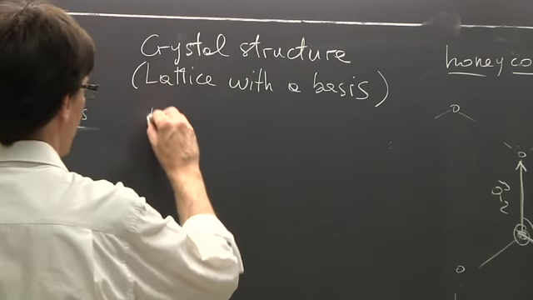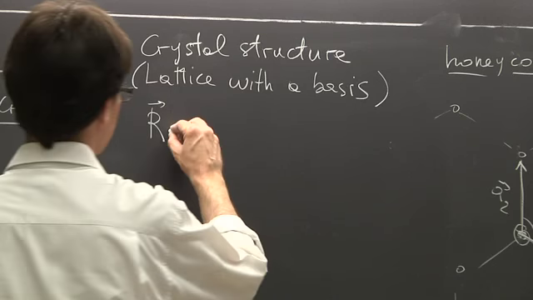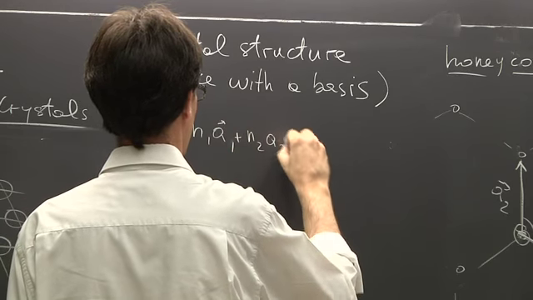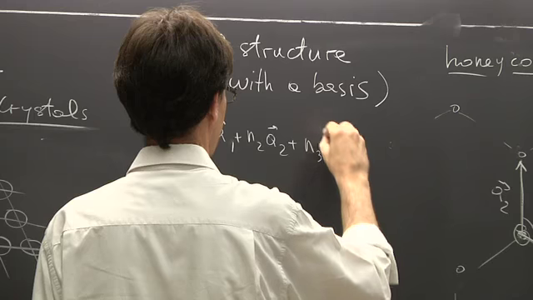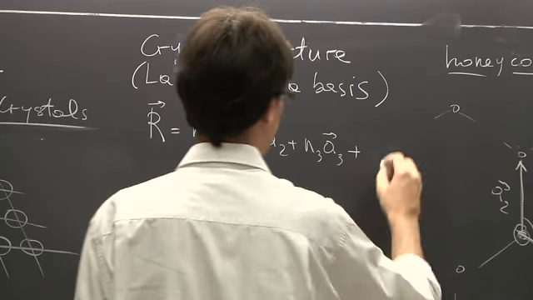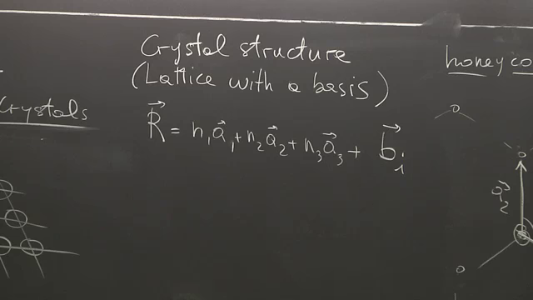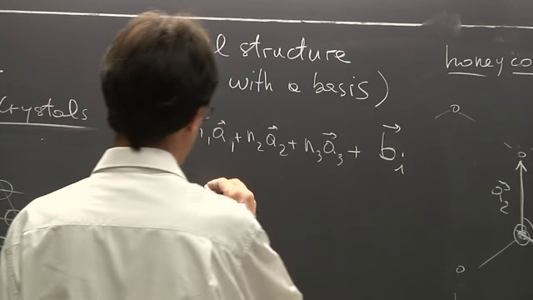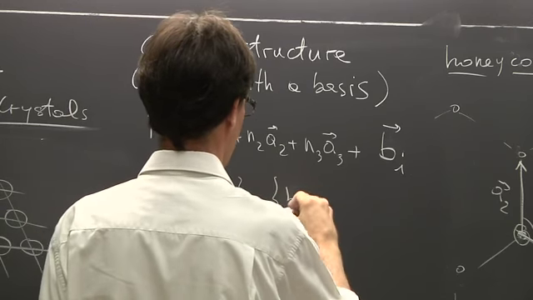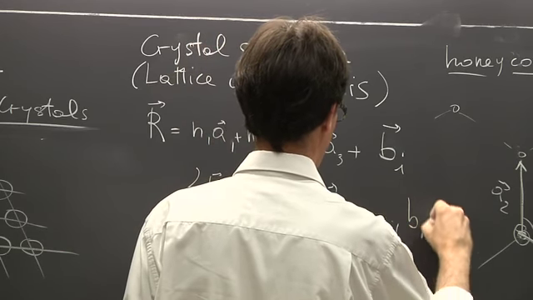It's the set of all points R that can be obtained as n1 a1 plus n2 a2 plus n3 a3 plus an arbitrary vector b_i, and I can do it with a set of vectors b_i's, I mean b1, b2, ..., bn.